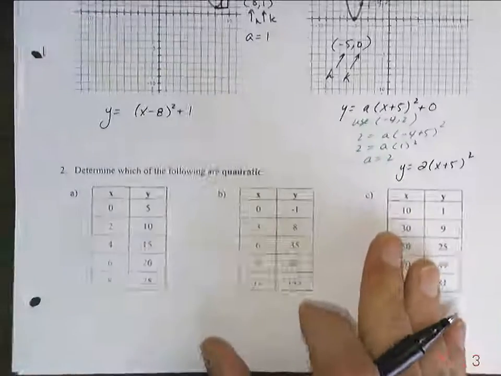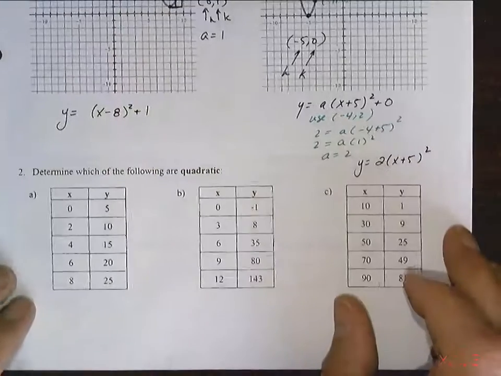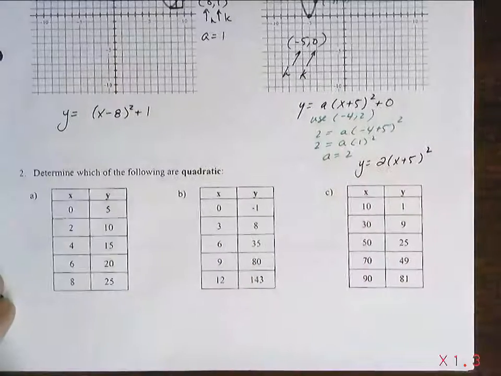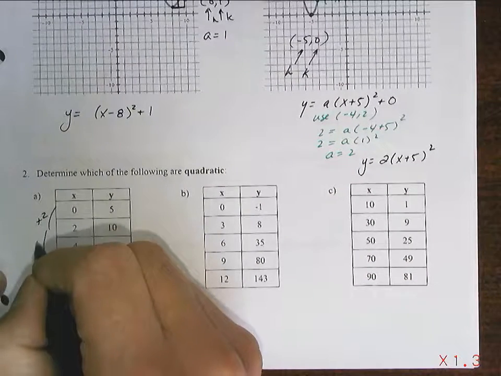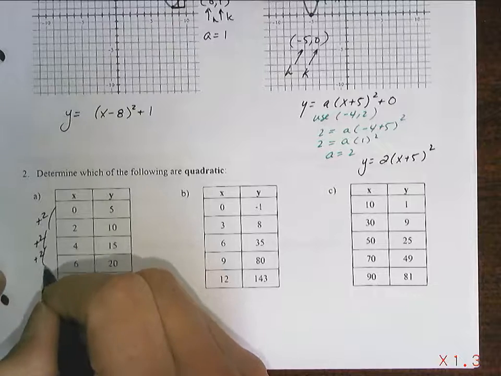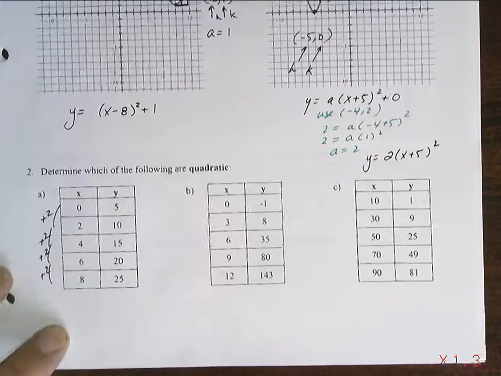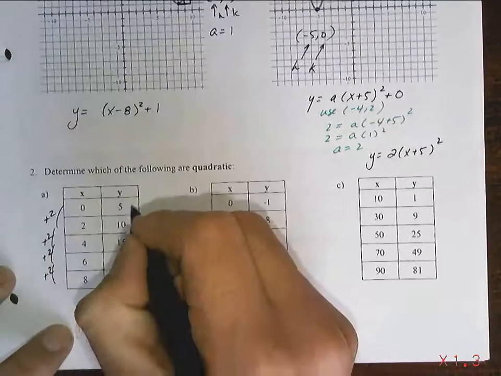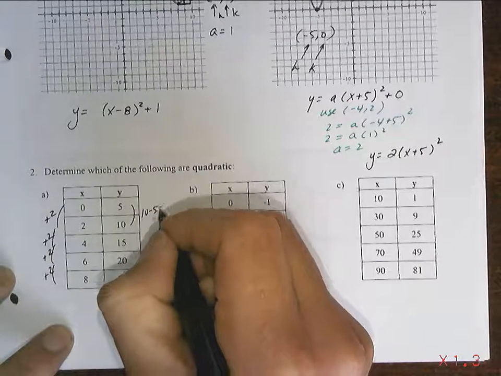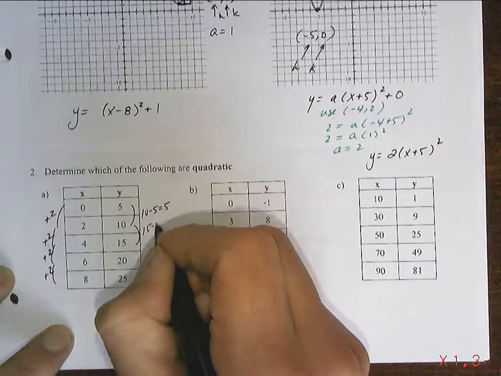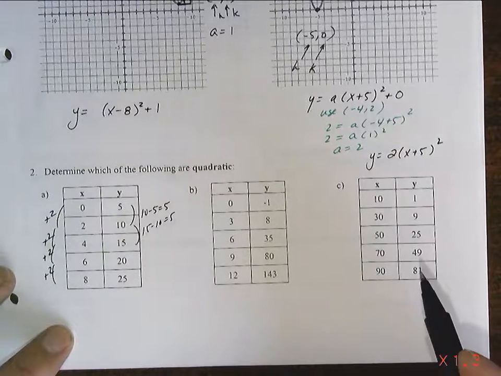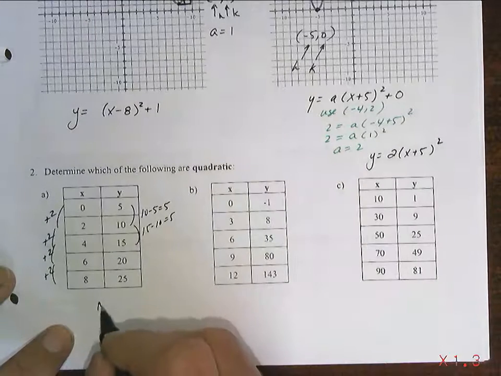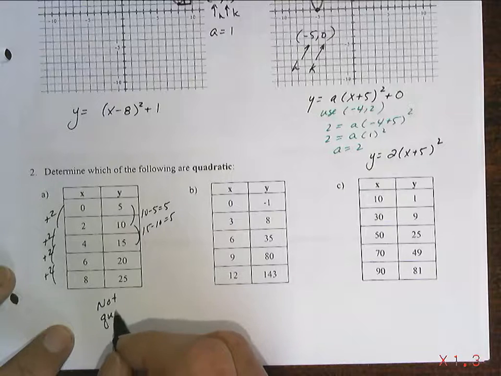Determine which of the following are quadratic. Okay, so we're going to look at their first and second differences. Plus 2, plus 2, plus 2, plus 2. They all must be the same for me to be doing this. First differences are 10 minus 5 equals 5. 15 minus 10, which is 5. Already I know that's not quadratic. I don't know what it is. I don't care. It's probably linear, but I know it's not quadratic.